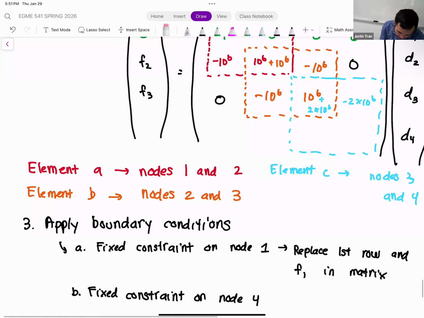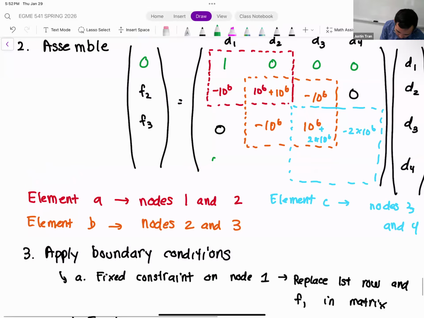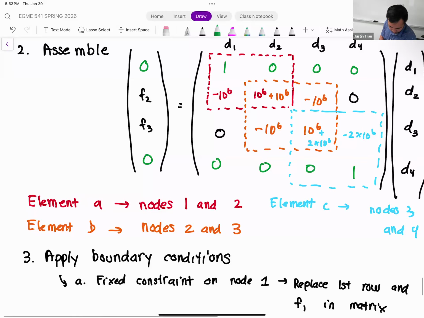Let me show you what that looks like. For the fixed constraint on node 4, in the matrix, we're going to have 0, 0, 0, 1. Because remember, the entry that we're setting equal to 0 in this case is D4. And so the column that corresponds to D4 is the last one. And then on the left-hand side, we're going to put a 0 at that part. Okay, so that's 2 boundary conditions down.